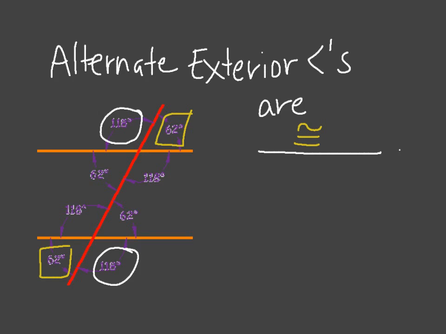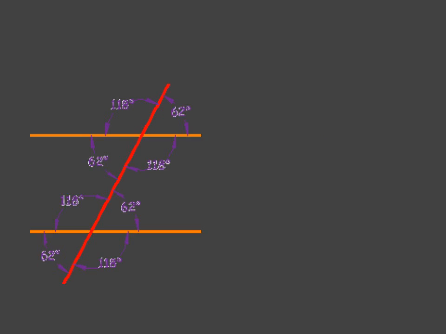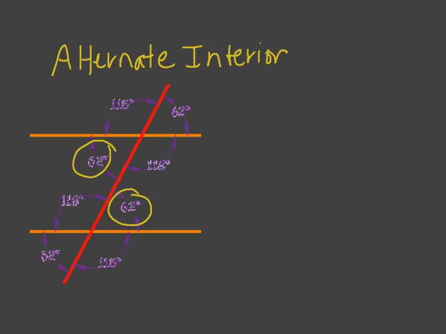Next pair we're going to take a look at is the alternate interior angles. If we look at the picture again, you will see that the alternate interior angles, we have 62 and 62.